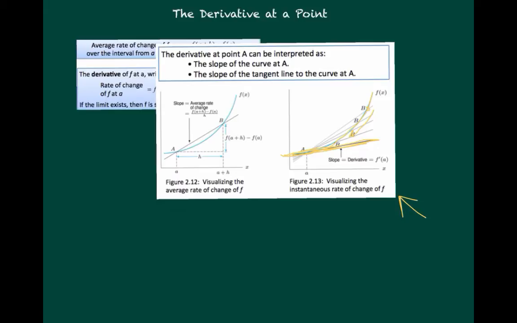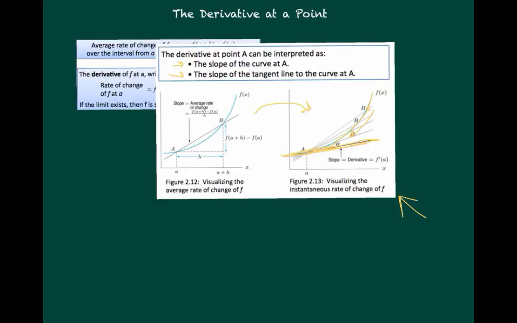We're not going to spend much time on it now, but it's important to realize how the average rate of change evolved into the instantaneous rate of change. So the instantaneous rate of change will also be known as the slope of the curve at a point A, or the slope of the tangent line to the curve at A.